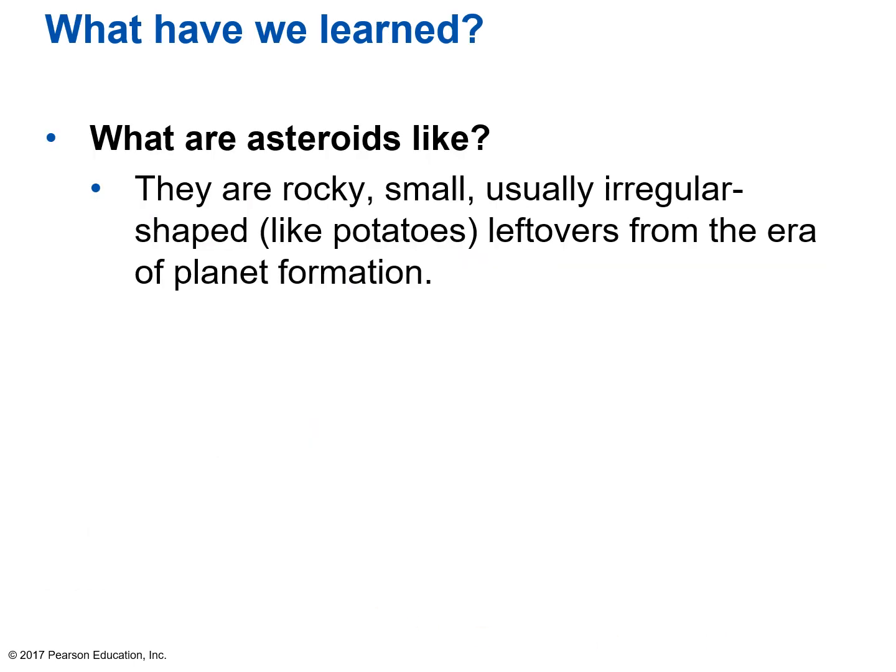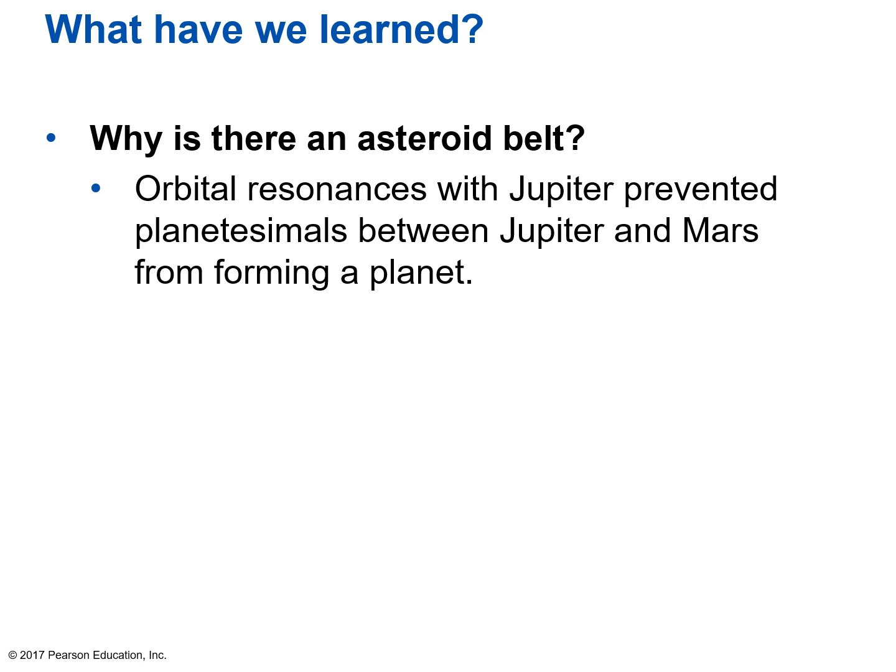So in our quick look at asteroids, what have we learned? What are asteroids like? They are rocky, small, usually irregularly shaped, think of them like potatoes, leftovers from the era of planet formation. Why is there an asteroid belt? Orbital resonances with Jupiter prevented planetesimals between Jupiter and Mars from forming a planet.